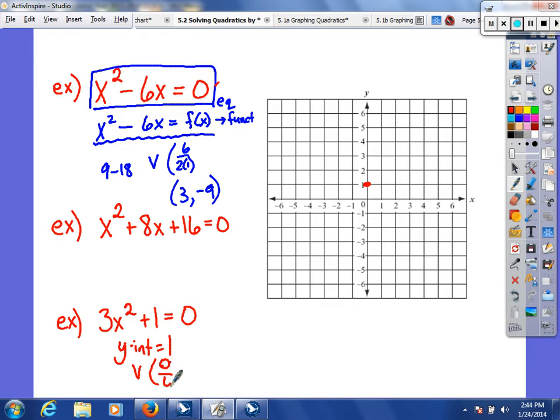My vertex is going to be the opposite of b, which is 0. So I'm going to get 0 over 6, which is just going to be 0. And so what I have is 0 comma something. If I plug in 0, I end up getting 1.